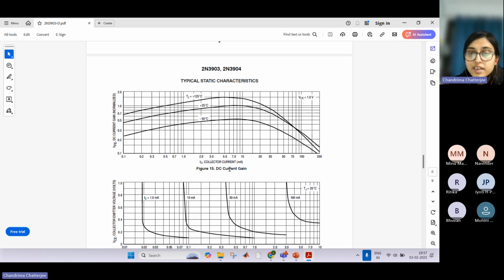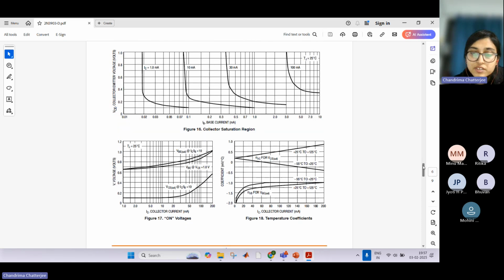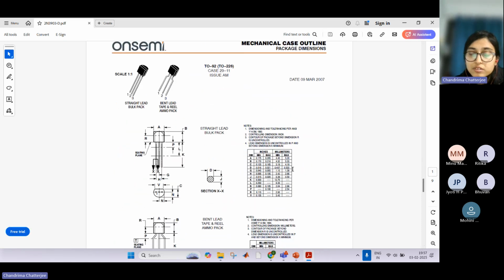See, this is the DC current gain. I already showed you how beta varies with collector current. First it increases, then it decreases. Here they have given it for 3 different temperatures: -55, 25, and 125. So this is how beta or HFE varies with collector current. Then we have all these collector saturation region characteristics. And here the dimensions and mechanical parameters of the device are given.